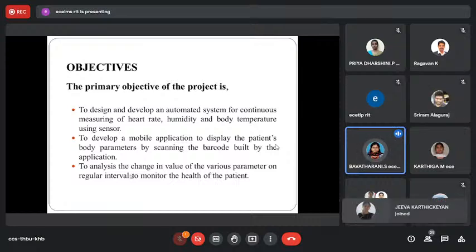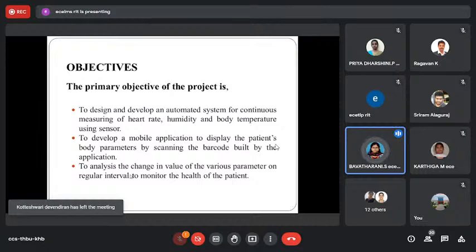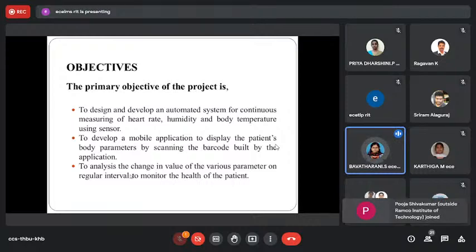The primary objective of the project is designing and developing an automated system for continuous measuring of heart rate, humidity and body temperature using the sensors, and also to develop a mobile application which displays the patient's body parameters just by scanning the application barcode. It also analyzes the changes in value of various parameters at regular intervals to monitor the health of the patient.